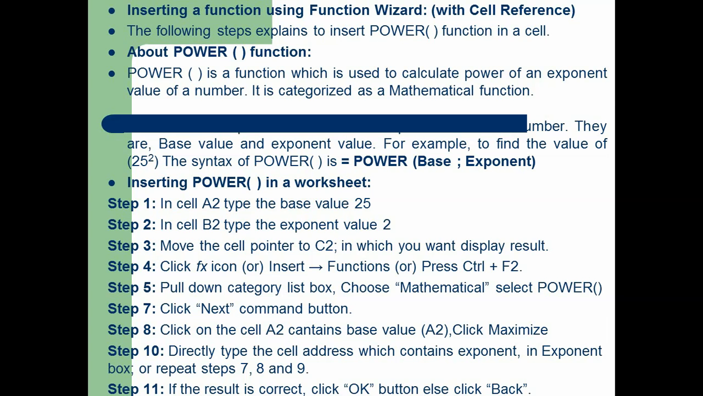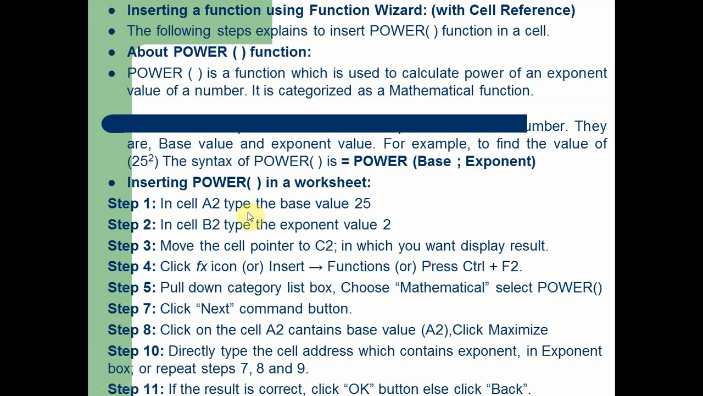Now consider there is a method to find out the power. We want to find the power of two numbers, that is, 25 to the power of 2. If you want to find the value of 25 to the power of 2, then what will be the function? The function is POWER. How can we use the function? There are simple steps here. We follow this method to use the wizard for inserting the POWER function. POWER is a function which is used to find out the power of two values.